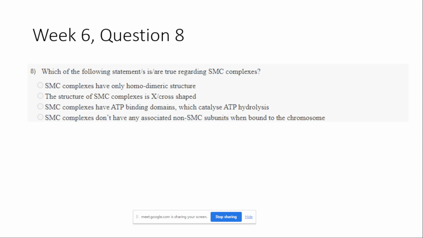And option 4 says that it does not have any associated non-SMC complexes when bound to the chromosome. This is also not true, because in SMC complexes there are not only the SMC proteins, there are also non-SMC proteins. Like in the SMC 5-6 complex there are NSE1 and NSE3, which are non-SMC subunits, or in cohesin there is also SCC1, SCC3, PDS5, which are also non-SMC subunits. So in SMC complexes there are additional non-SMC subunits in addition to the SMC proteins. So this option is also wrong, and the right option is the third.